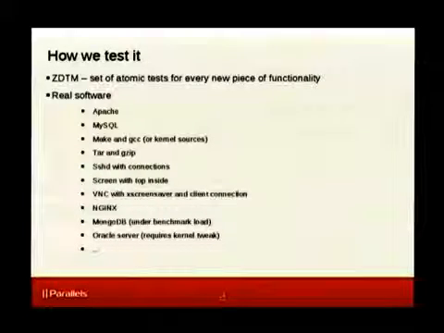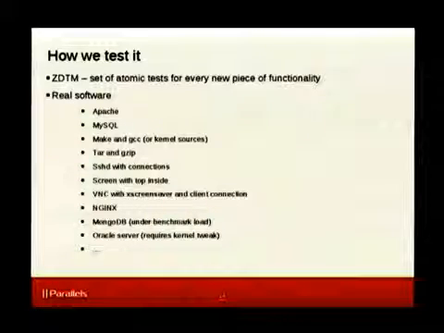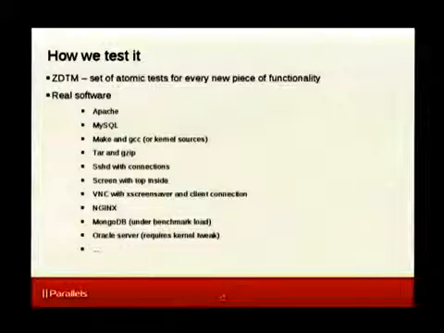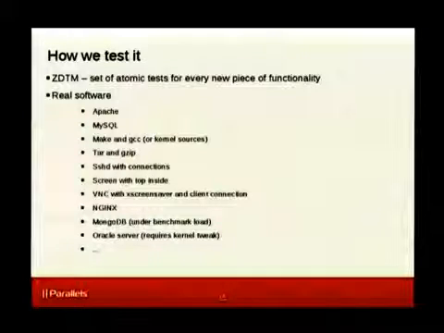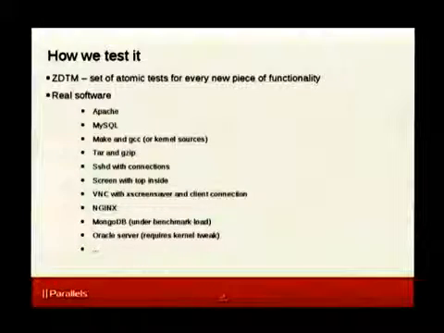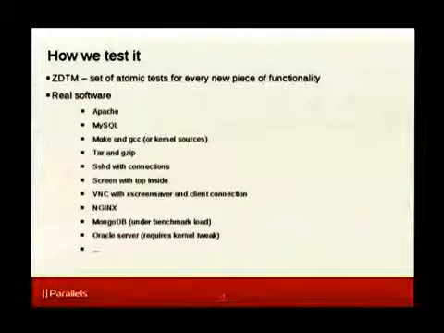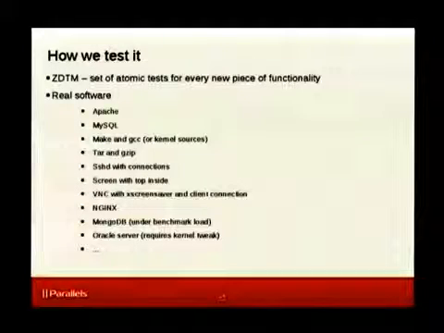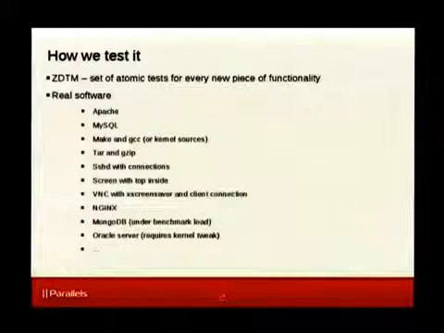In order to make sure it works, we use two ways of testing it. First of all, we have a big set of unit tests. It's called ZDTM, an acronym from Zero Downtime Migration. It's a set of atomic tests, each of the tests doing some small thing. For example, one test opens a file, the other test maps an anonymous memory, the third test forks a child, a fourth creates a zombie, and so on and so forth.